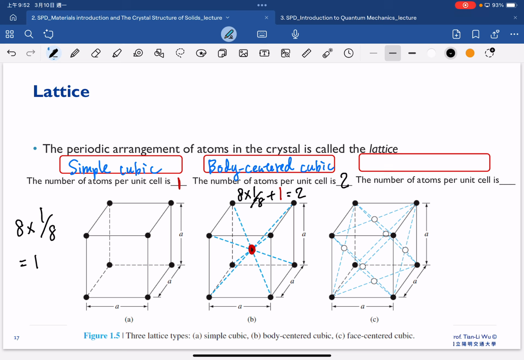And the last one is what we call the face-centered cubic. Still very similar, we have the 8 in the corners, but now we have atoms in the faces. If you look at this face, we have 1 in this face. If you look at this face, we have 1 in this face. So in the end, we have 6 faces.